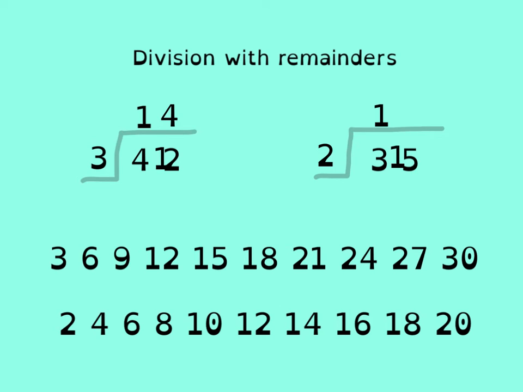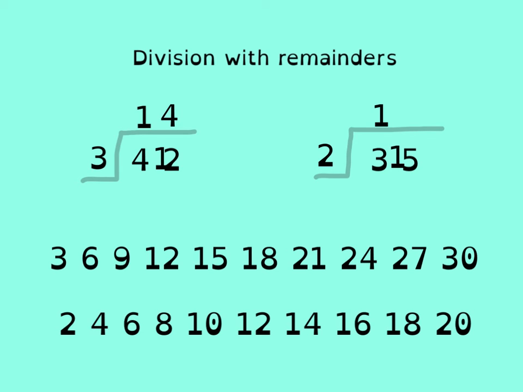So 15 divided by 2. If we look along the 2 times table, right up past 12 and past 14, 15 would sit in between the 14 and 16. So remember, you can't go above it, so we go below. So how many 2s can be divided equally into 14? And your answer is 1, 2, 3, 4, 5, 6, 7. So your answer is 7.